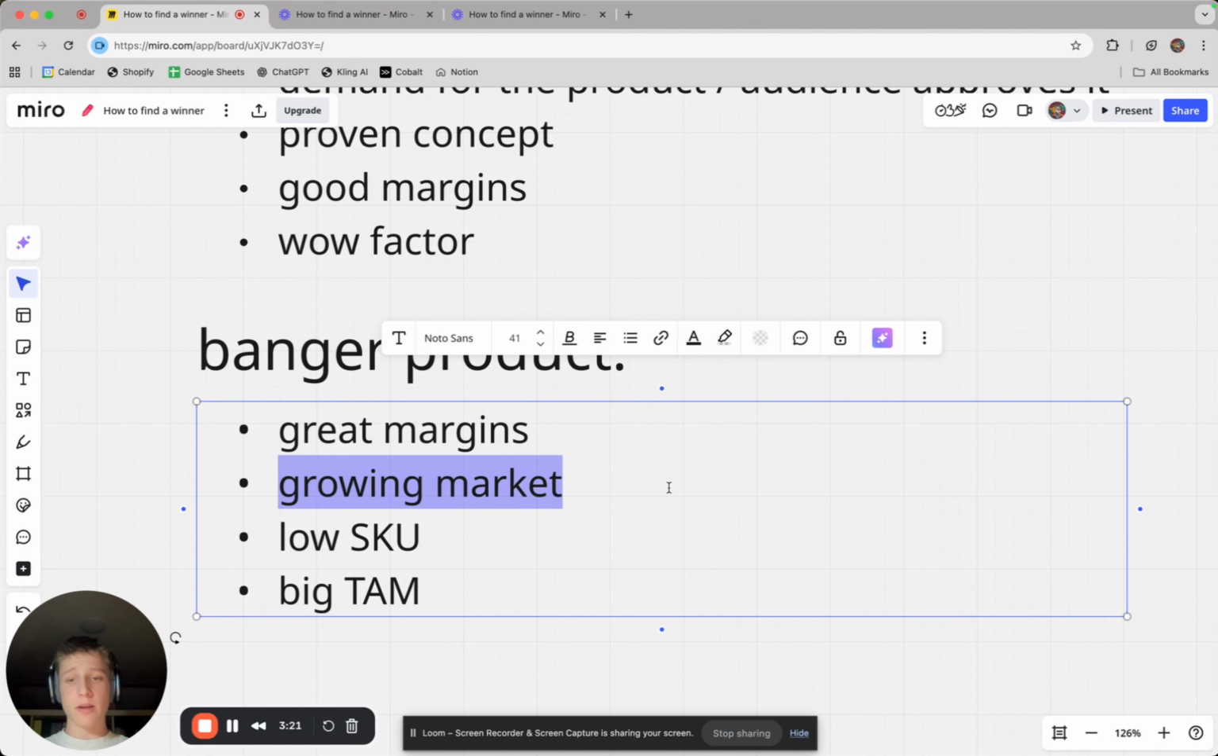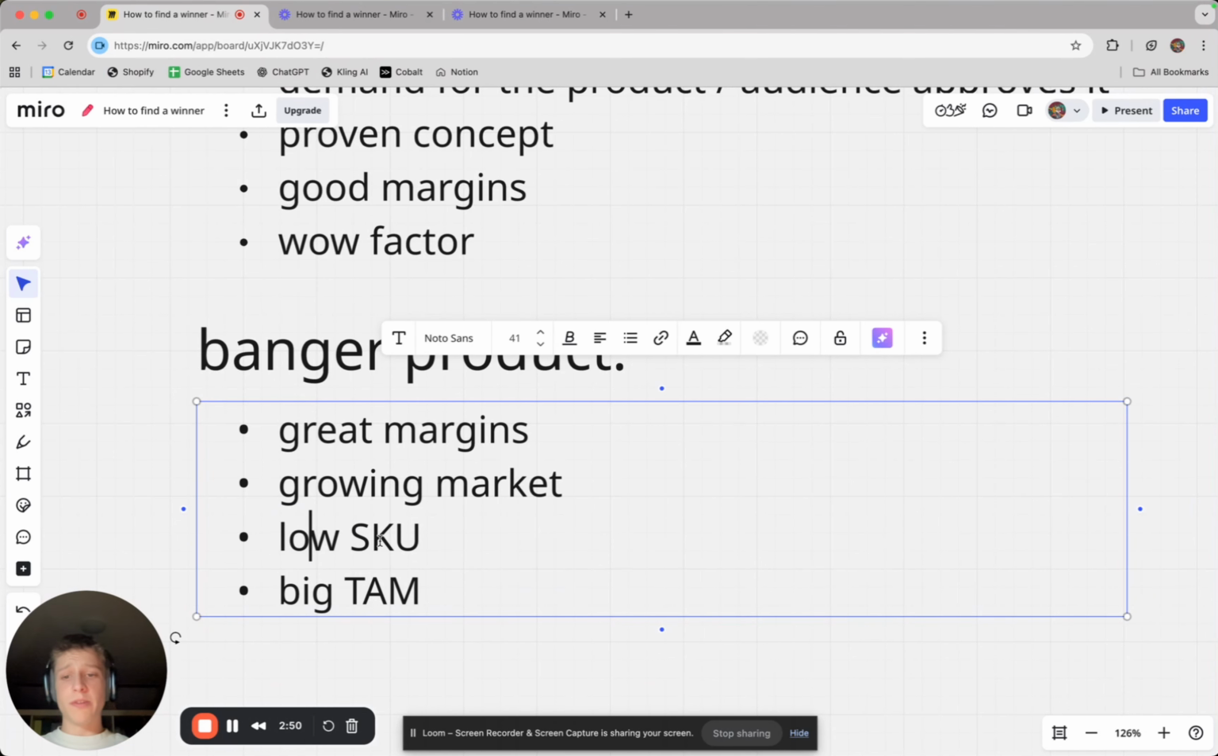The second thing a banger product would have is a growing market, and I haven't heard any organic guru speak about this, but basically once you're trying to really scale, if you go on Google Trends and you search up your market, you can see if it's an uptrend or a downtrend. And if it's an uptrend, it's like you're swimming with the current of the river, and if it's a downtrend, it's like you're swimming against the current. So obviously it's better if it's a growing market, because when you scale, both of them go up, if that makes sense. Then you also want low SKUs.